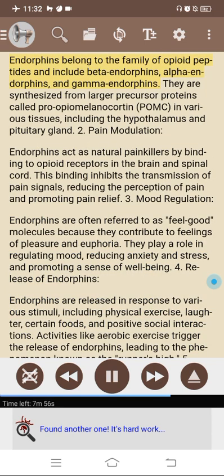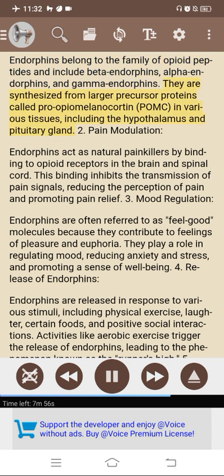1. Structure and types of endorphins. Endorphins belong to the family of opioid peptides and include beta endorphins, alpha endorphins, and gamma endorphins. They are synthesized from larger precursor proteins called proopiomelanocortin (POMC) in various tissues, including the hypothalamus and pituitary gland.